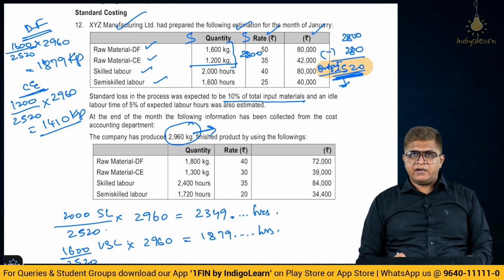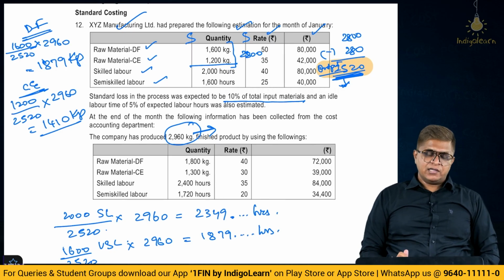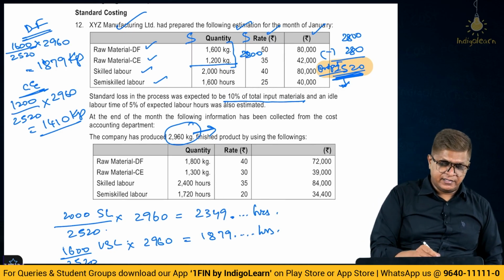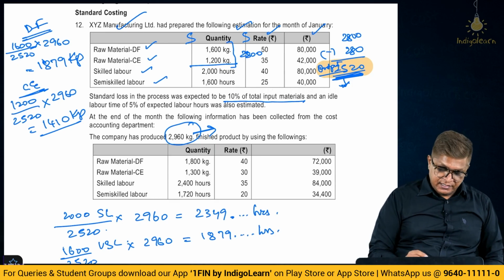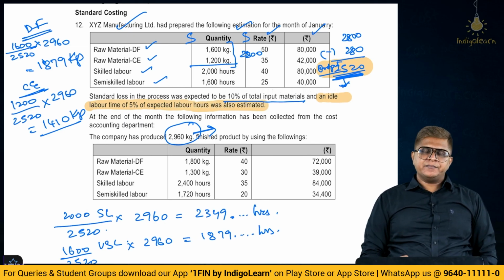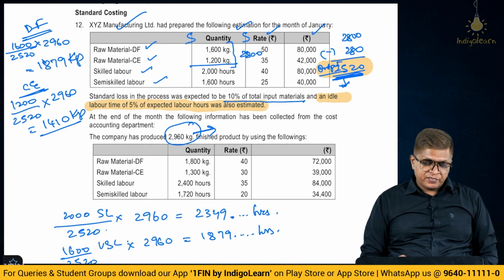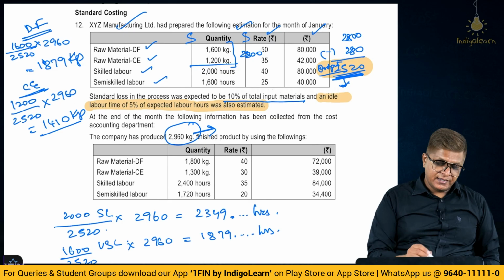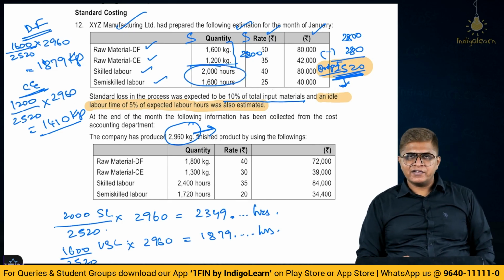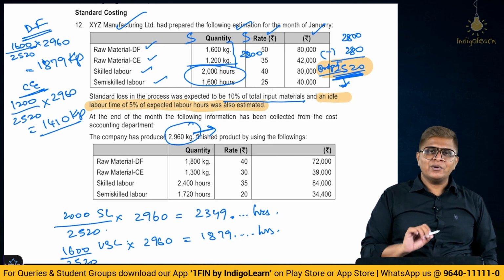Alright, now have you understood till here? Okay, alright. Let's read one sentence which they have given in the question and see how we can incorporate that. They have said an idle labor time of 5% of expected hours was also estimated. Now my question is, this 5%, is it already included in this? They have given a standard for 2520. So if there is some idle time, we have to assume that it is already included in this.